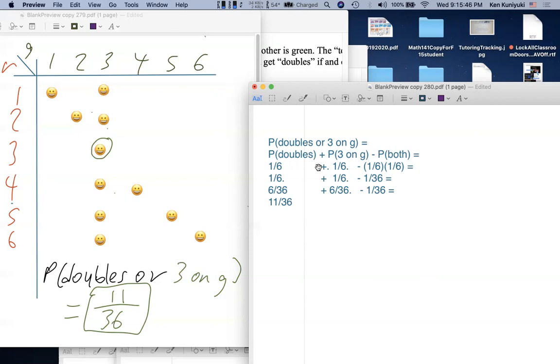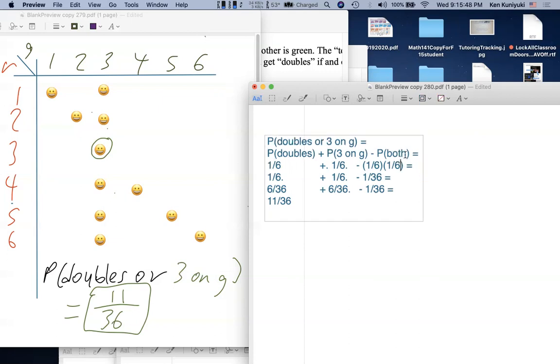All right. But in any case, what does P of both mean? P of both means specifically 3, 3, right? What's the only way you get both doubles and a 3 on green? Is if you get a 3 on green and also a 3 on red, right? So that's the probability of both. And the 3, 3 slot, that's 1 over 36. That's the guy I'm in danger of double counting. Because if you do 6 over 36 on the main diagonal here, plus 6 over 36 on the column here, you're in danger of double counting.